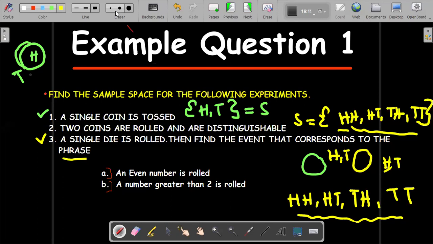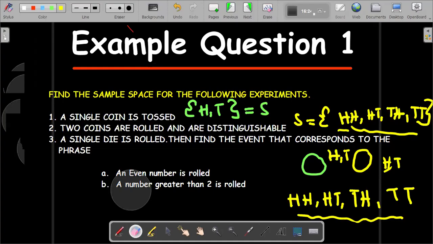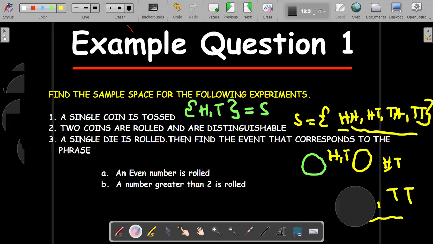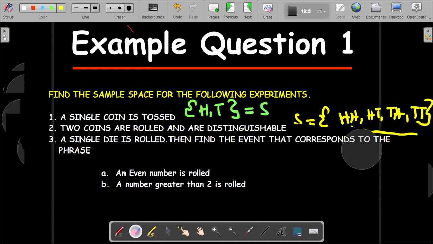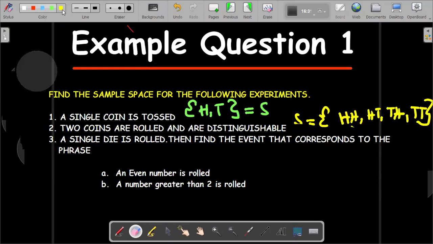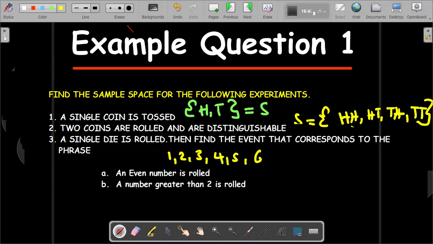Let's first find the sample space when this die is rolled. Not a coin, we're dealing with a die now. We know that a die has 6 sides, right? It has the sides 1, 2, 3, 4, 5, and then 6. So it can land on any of those numbers. The sample space S will be equal to the set that contains 1 to 6.